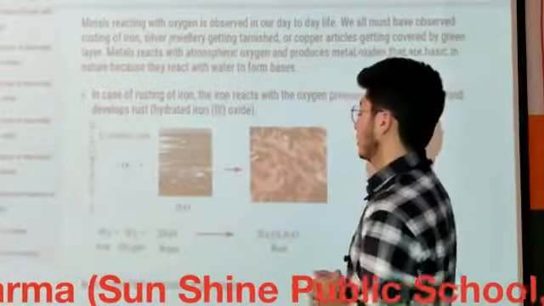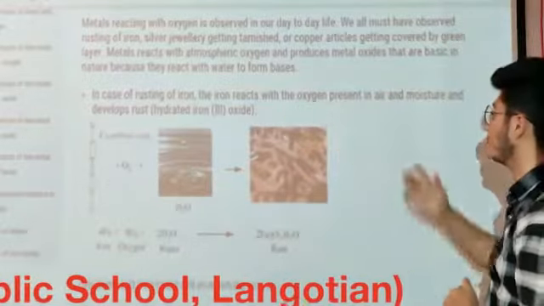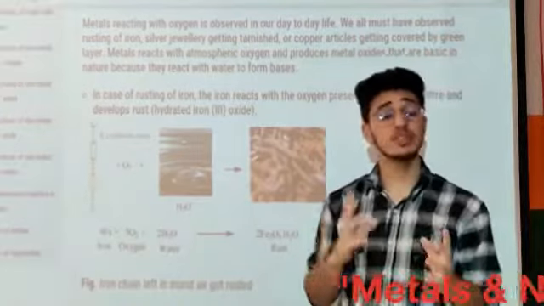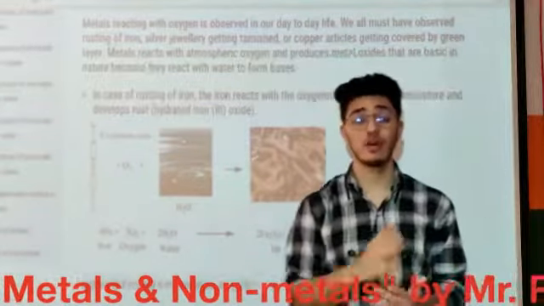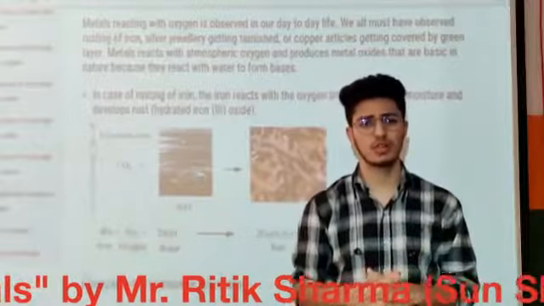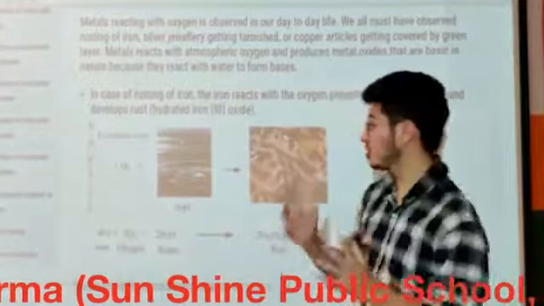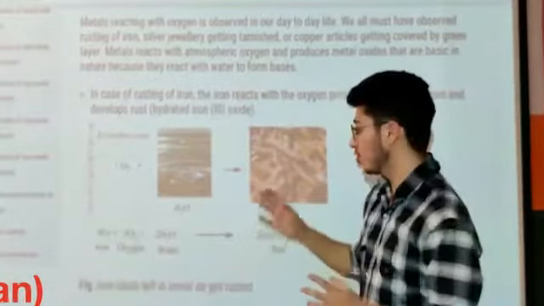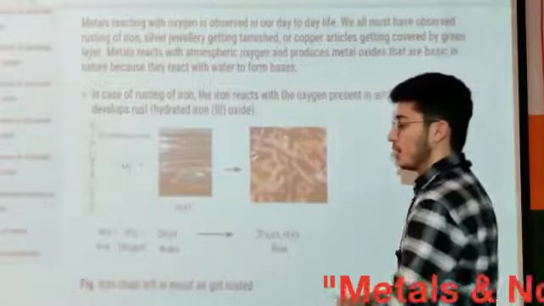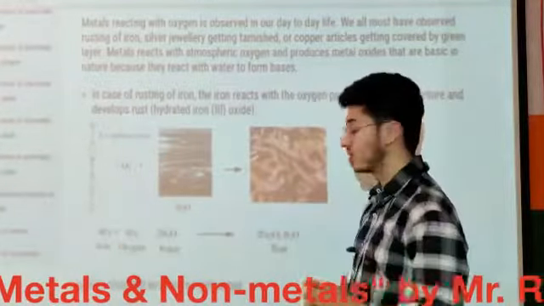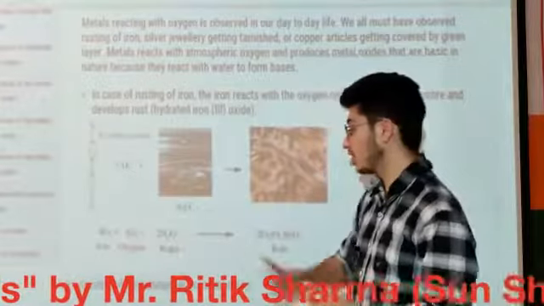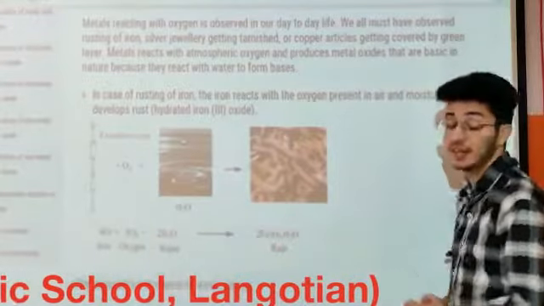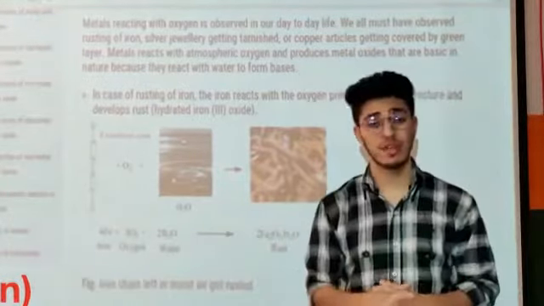In case of rusting of iron, the iron reacts with oxygen present in the air and moisture and develops rust. So what happens in the rusting of iron? Iron reacts with oxygen present in air and moisture and forms rust. What is rust? It is hydrated iron oxide. So here is the chemical reaction. 4 atoms of iron react with 3 atoms of oxygen and 2 atoms of water to form rust, that is hydrated iron oxide. We are all familiar with rust.